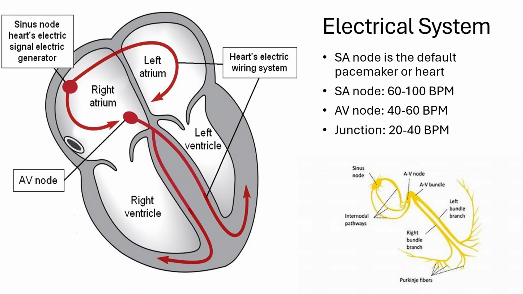So if our SA node fails, our AV node picks up. Well, what if they both fail? Then our junction is going to try to take over. And again, there are going to be situations where it may beat slower than 20, and situations where it can beat faster than 40. And just remember, medicine is not black and white. So, although we learn this, know that there are going to be certain normal variations and certain circumstances that can lead to variation.